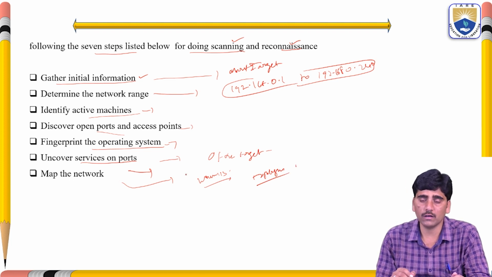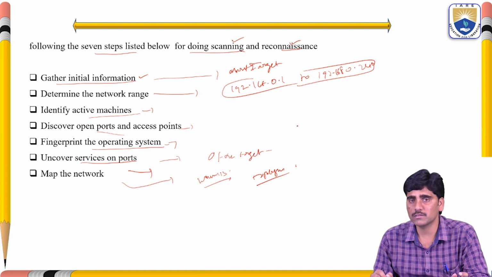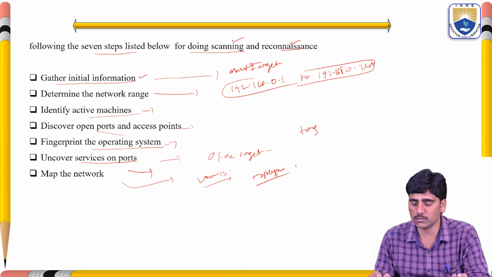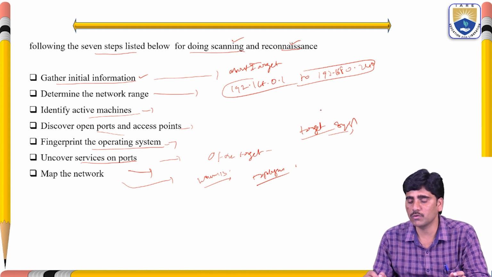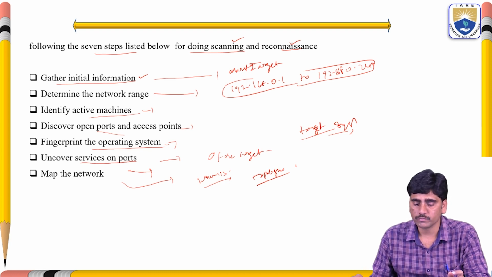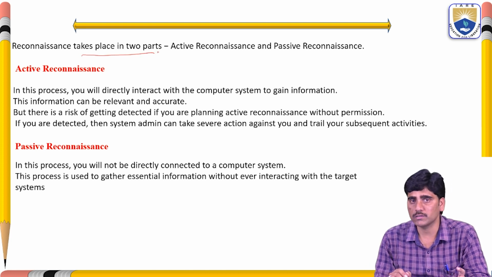After doing all these steps, the ethical hacker or some other hacker can access all the details and information about the target system. By doing these scanning and reconnaissance techniques only, another user can get all the details of the target system. So here the reconnaissance takes place in two parts.